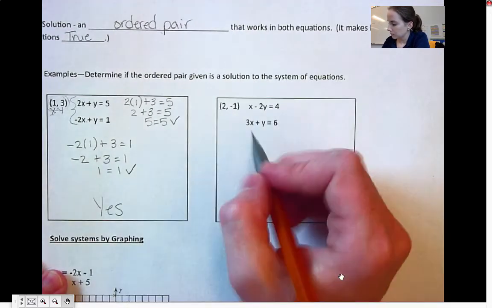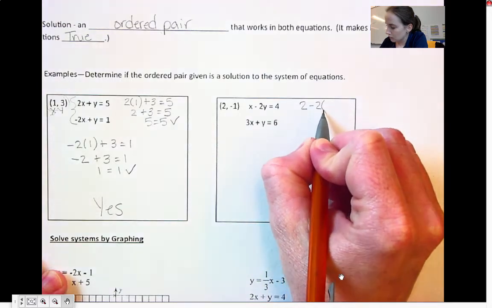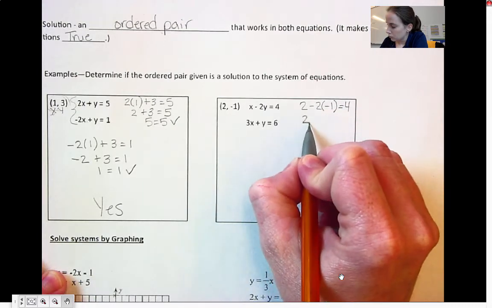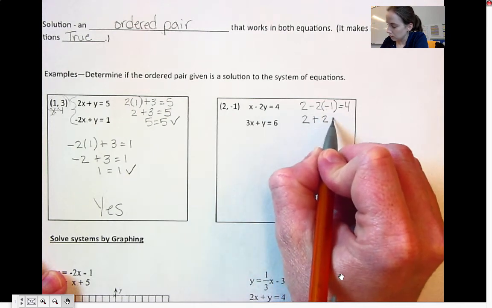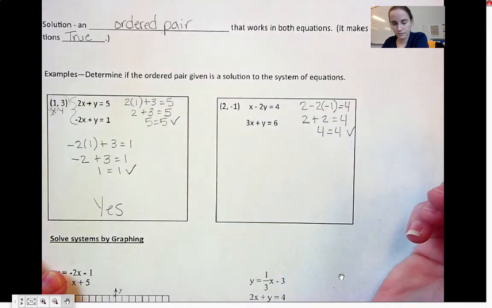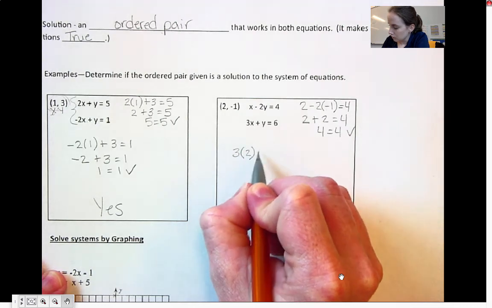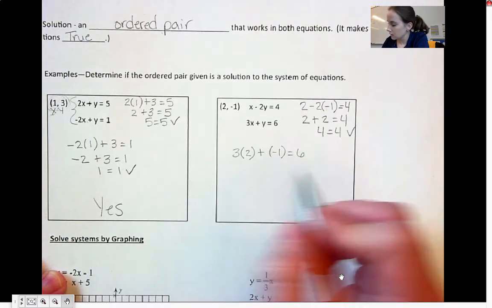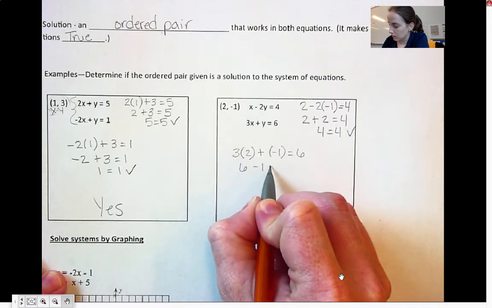Let's look at the second one. Plug in 2 minus 2 times a negative 1 equals 4. So 2, and then a negative 2 times a negative 1 is positive 2 equals 4. So 4 equals 4. That works. That's true. Let's try the second one. 3 times 2 plus a negative 1 equals 6. Well, we get 6 here, plus a negative 1 is just minus 1 equals 6.